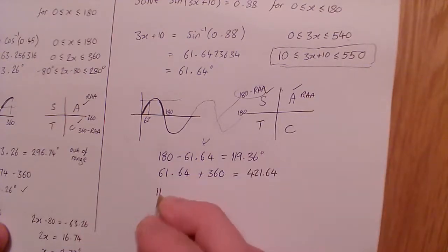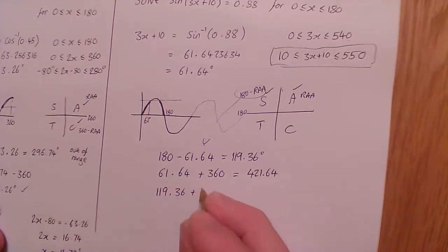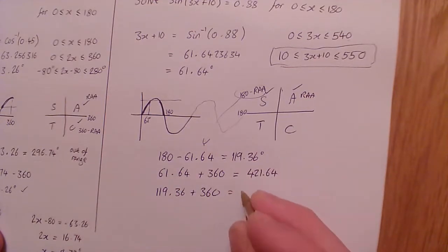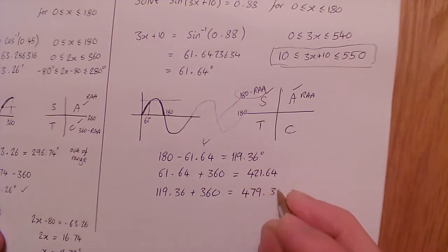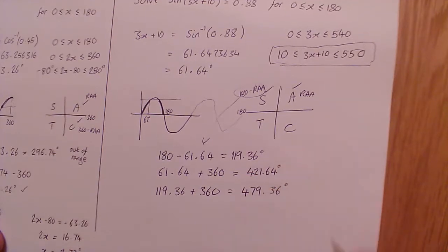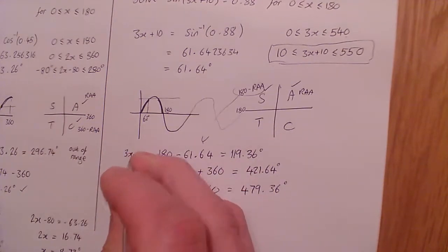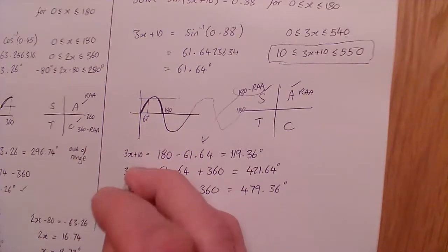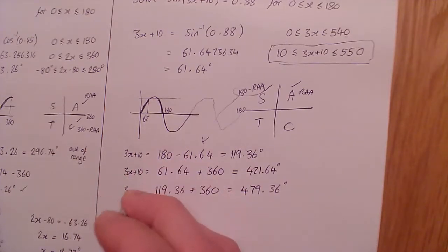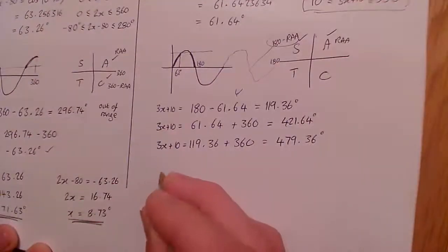Let's try for another one. Let's try 119.36 plus 360. What does that give us? Well, that gives us 479.36 degrees. You can check, add 360 to that or that. You are definitely getting something bigger than 550 degrees. There's no point in checking for any more, but we have got 4 possible angles. And each of those is a 3x plus 10. So we are now going to have to find our x values for 4 different things.